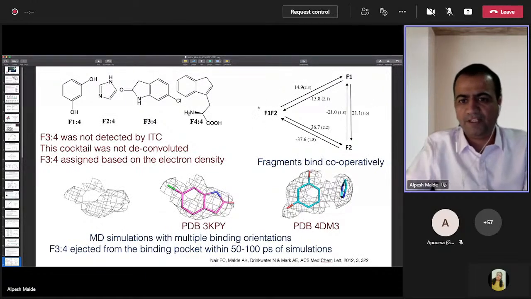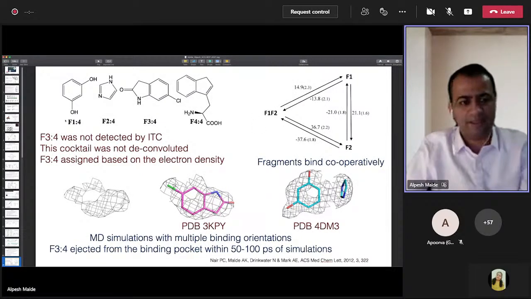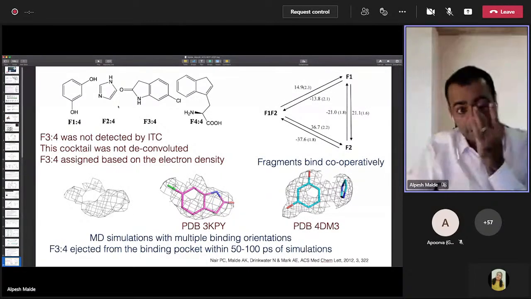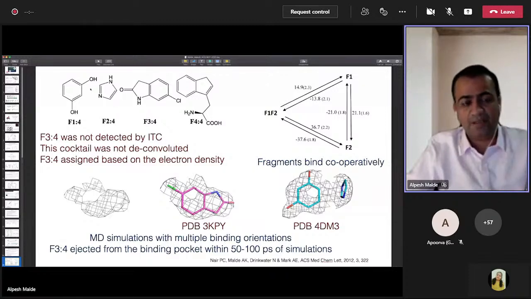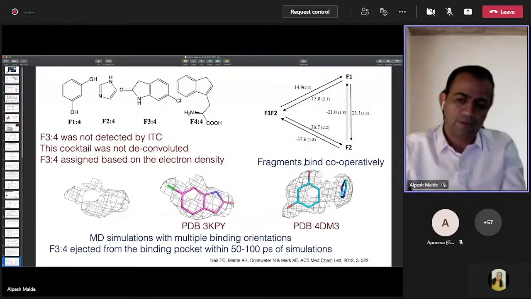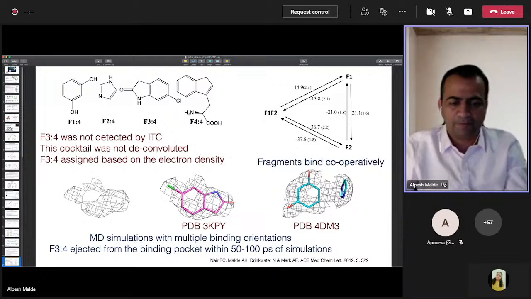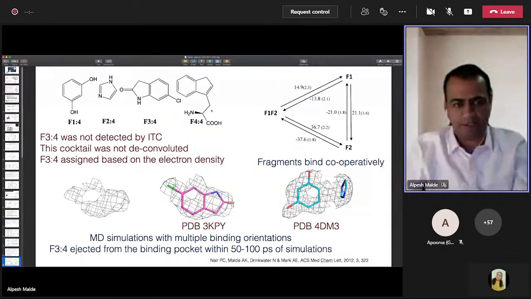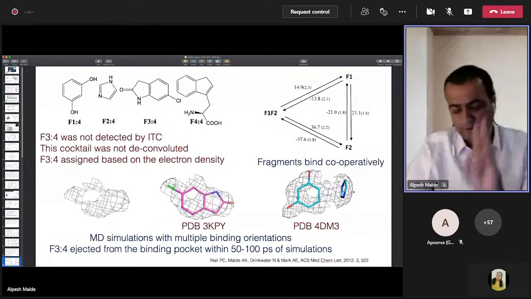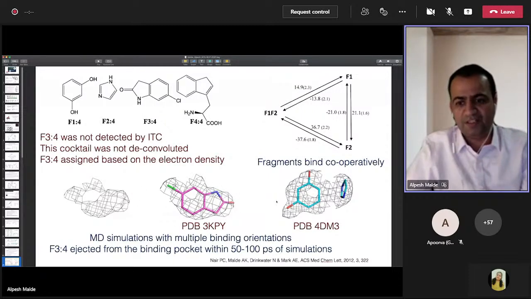And when we did the free energy calculation, what we realized is that the combination of fragment 1 and fragment 2 had way better free energy than the individual fragments. So fragments are binding cooperatively in the binding pocket. So we took the experimental electron density and refined the structure using these 2 fragments. So now in the Protein Data Bank there are 2 entries. What they published is this structure, and what we refined using simulation is this structure.